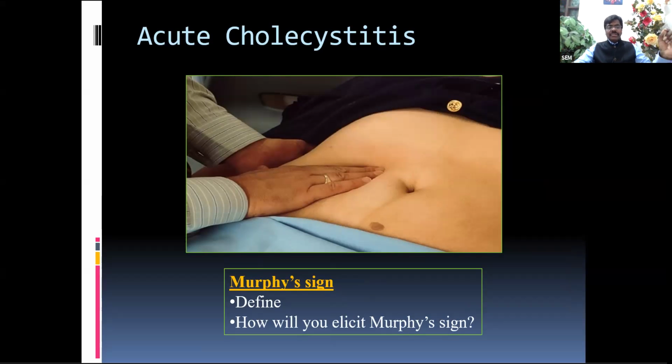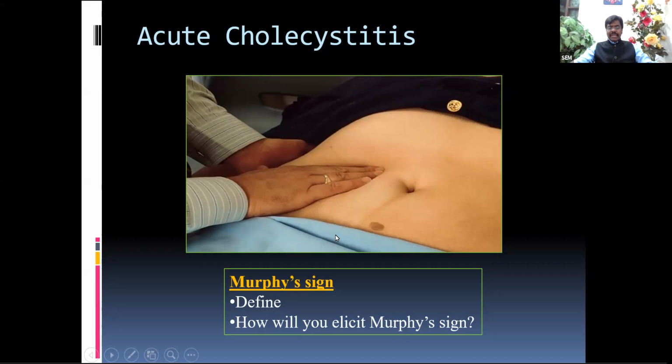What is the sign of cholecystitis, or inflamed gallbladder? Just as the sign of appendicitis is McBurney's sign, the sign of cholecystitis is Murphy's sign. So if anybody asks you to define Murphy's sign, you have to tell the examiner, sir, Murphy's sign is a sign of acute cholecystitis. That is the first word. How will you elicit it? You just remember this picture.